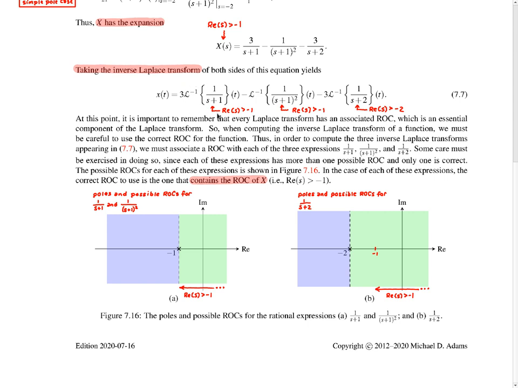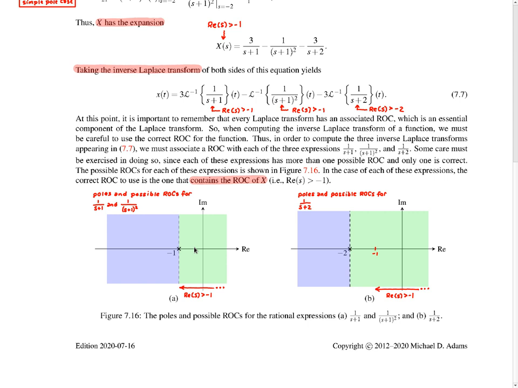First, let's consider the inverse Laplace transform of 1 over s plus 1. 1 over s plus 1 is a rational function with a single pole at minus 1, which is this pole shown here. This particular function can converge either to the left of the pole, in other words this purple shaded region, which is a left half plane, or the function can converge to the right of this pole, in other words in this green shaded region, which corresponds to a right half plane.